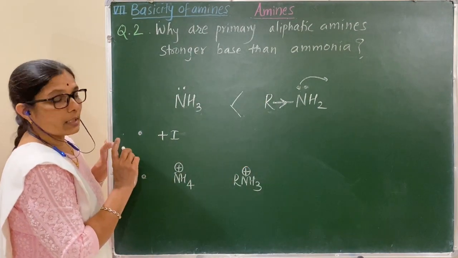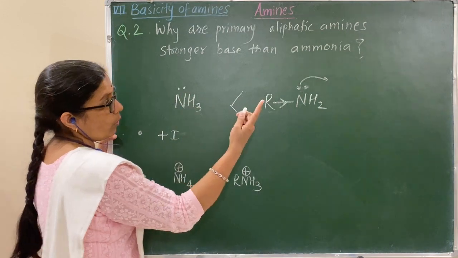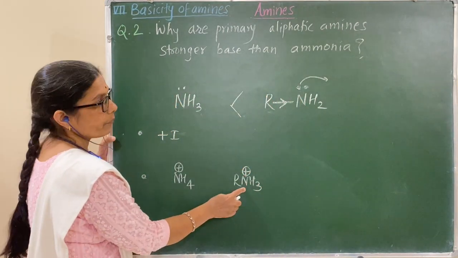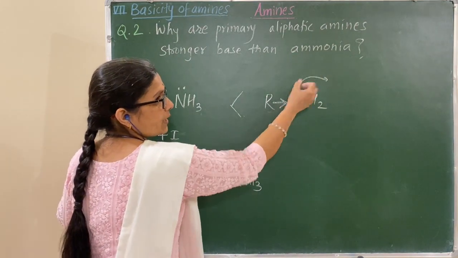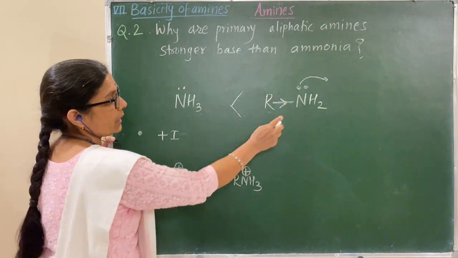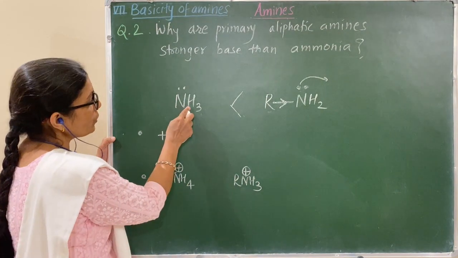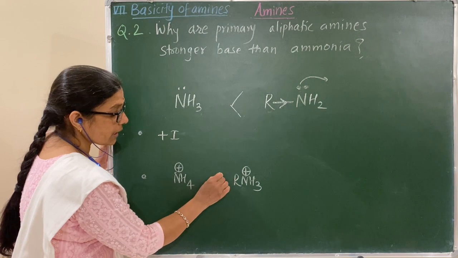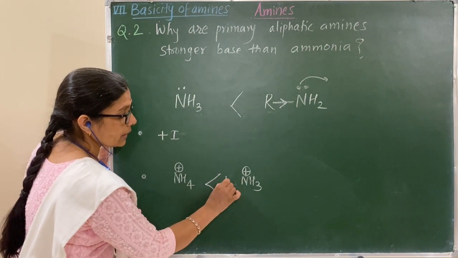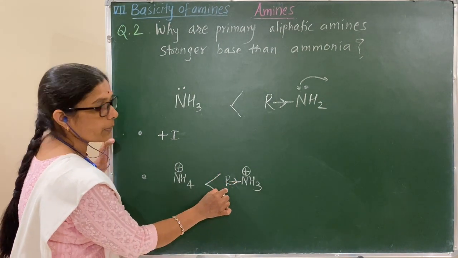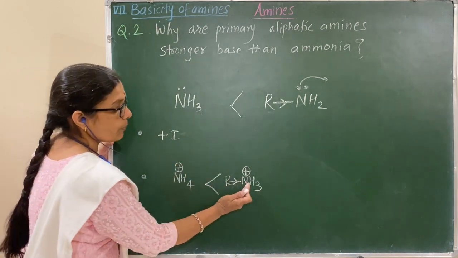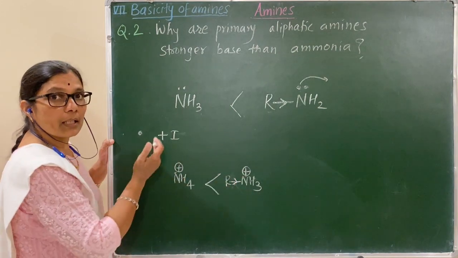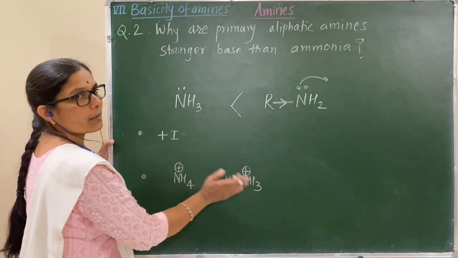Now, next. Its conjugate acid, that is, add H plus, abstraction of H plus. Show the conjugate acid of this primary amine and the conjugate acid of ammonia. Now, this is more stabilized due to the electron donating inductive effect of the alkyl group. If the conjugate acid is more stable, that is a stronger base.